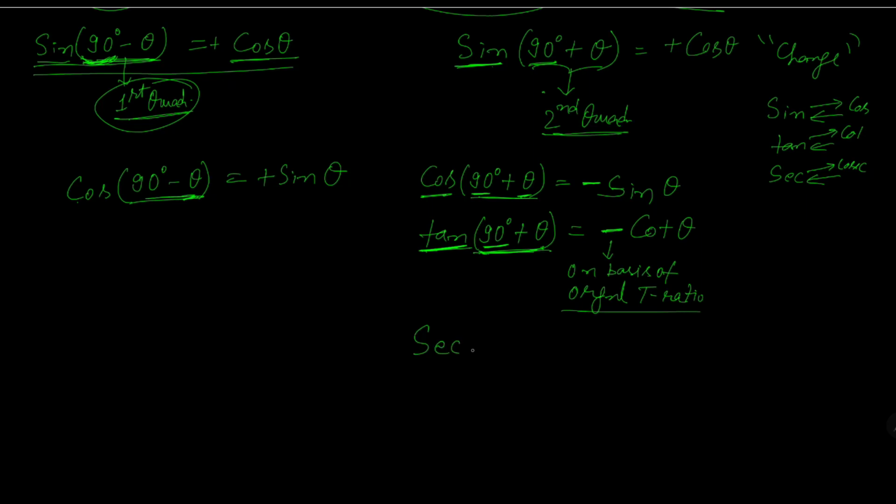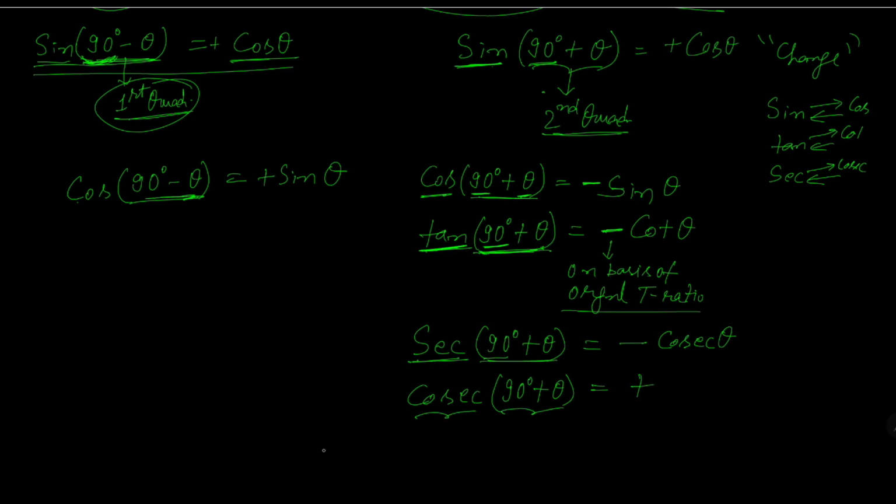One more, sec 90 degree plus theta. Okay. So 90 degree plus theta, second quadrant, sec, negative. And 90 is an odd multiple of 90, so sec will change, cosec theta. Cosec 90 degree plus theta. Second quadrant, cosec, positive. Odd multiple of 90, change, so sec theta.